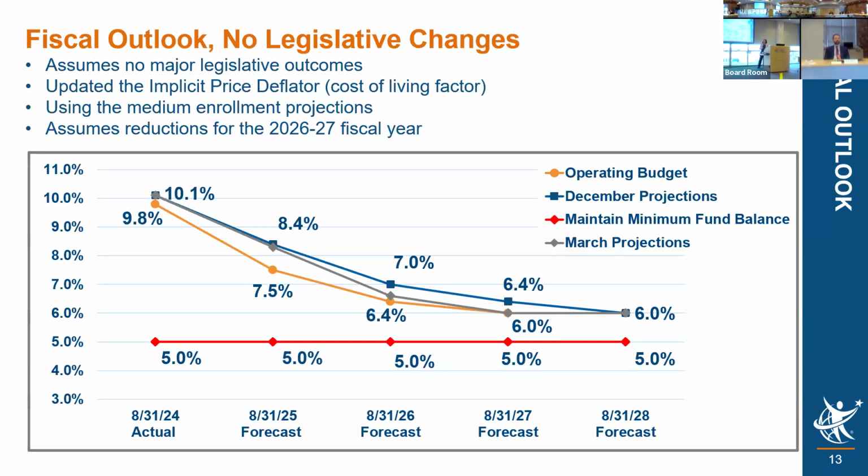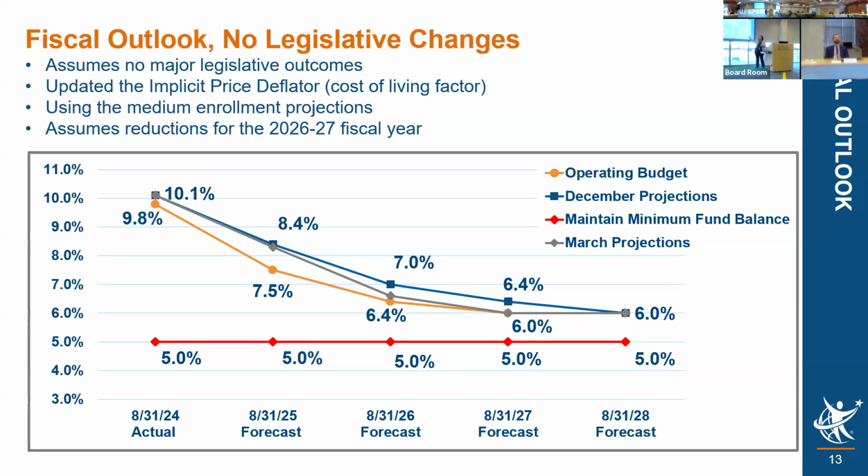And then we looked at the House, the Senate, and the governor's budget, and kind of went with the lower of the factors, or the one that was more costly to the district. So it does make some changes to our overall projections. If you look in the 25-26 fiscal year, it does change it a little bit.